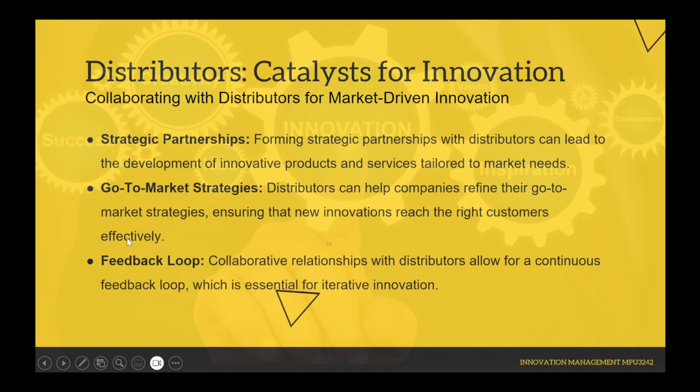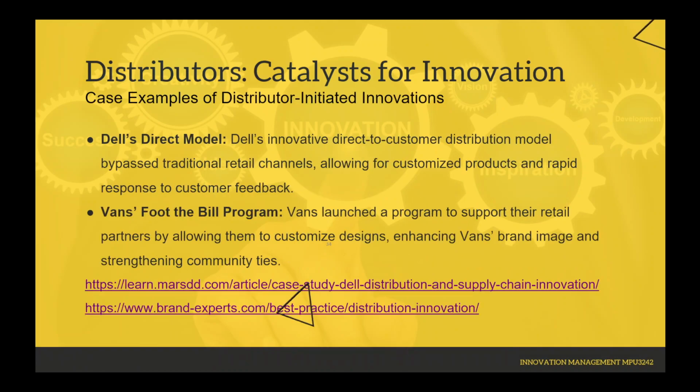And then go-to-market strategy. A distributor can help a company define the go-to-market, because when they know the market, they know how the market reacts and responds. So you can go to the market by using the distributor's strategy. And then feedback also: the distributor is the one who always gets feedback from the customer or client. So they are the ones who always contribute to new products or new innovation that may help the company improve their product and market share.